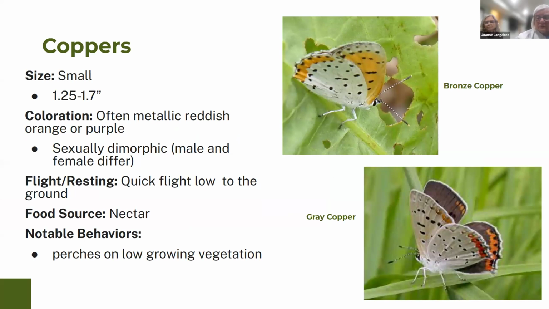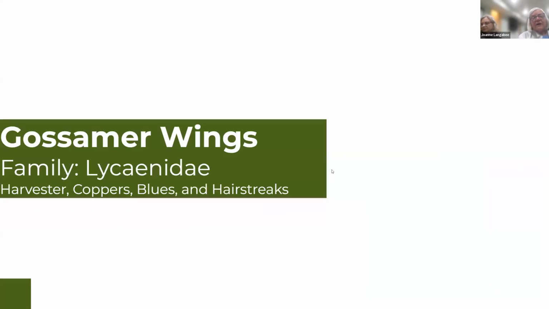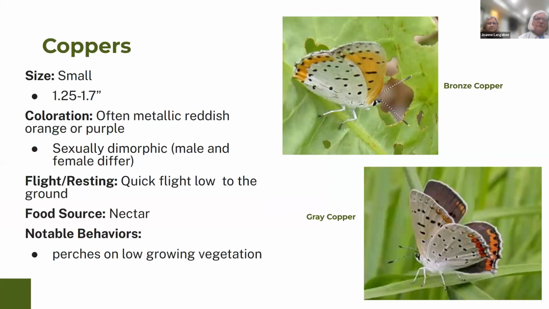Okay, the next group are the gossamer wings, and in the gossamer wings, there's the harvesters, coppers, blues, and hairstreaks. I do not have a picture of the harvester. You will be lucky to see it. The whole time that we have been surveying, we've seen one at Fontenelle and one at Lawrenceson. So I don't have it as a slide because it's not very common.